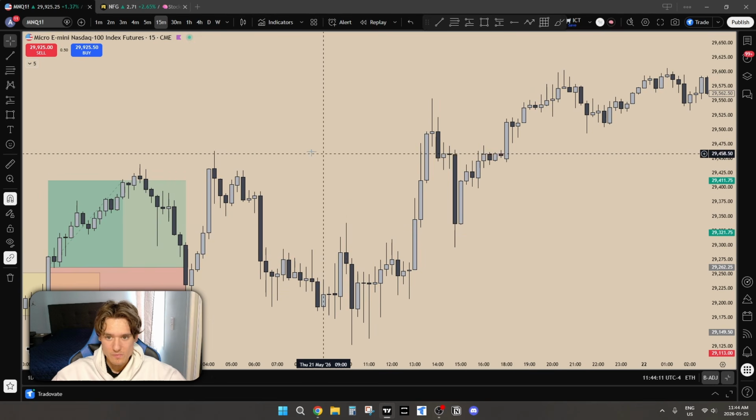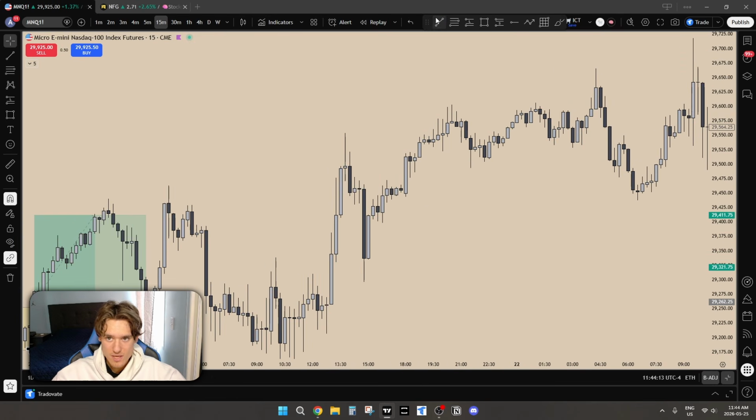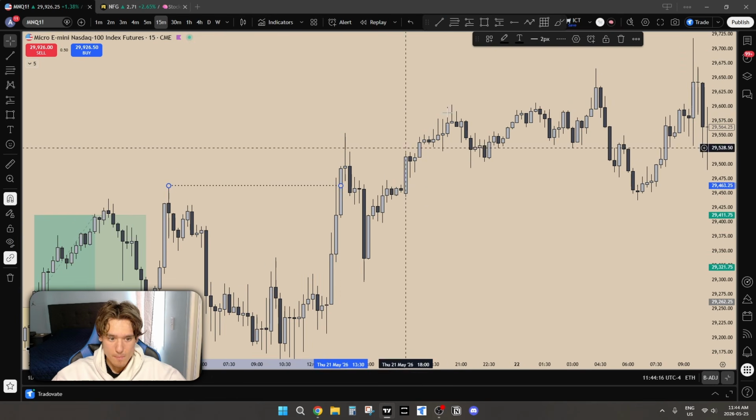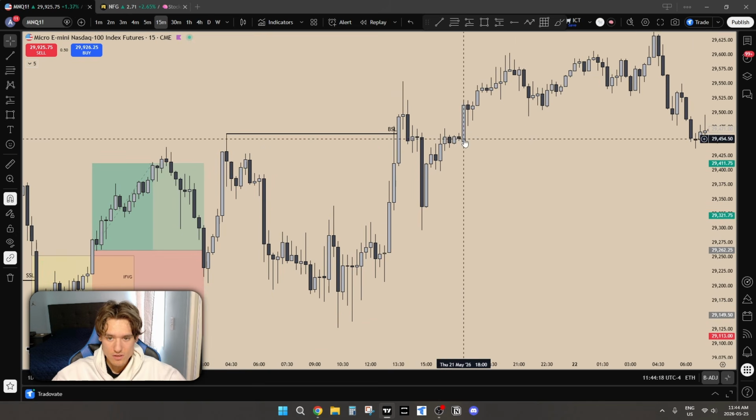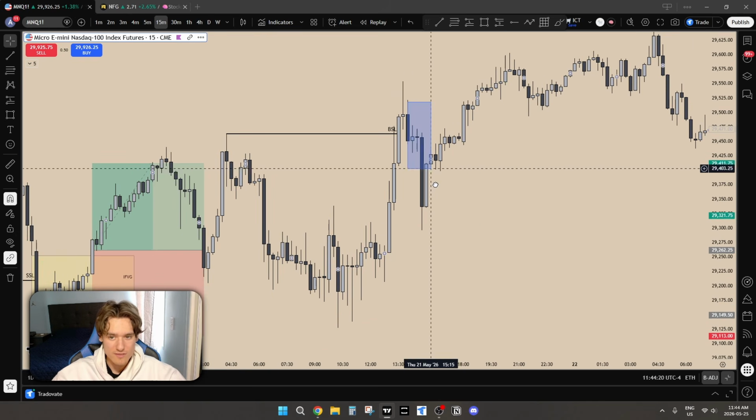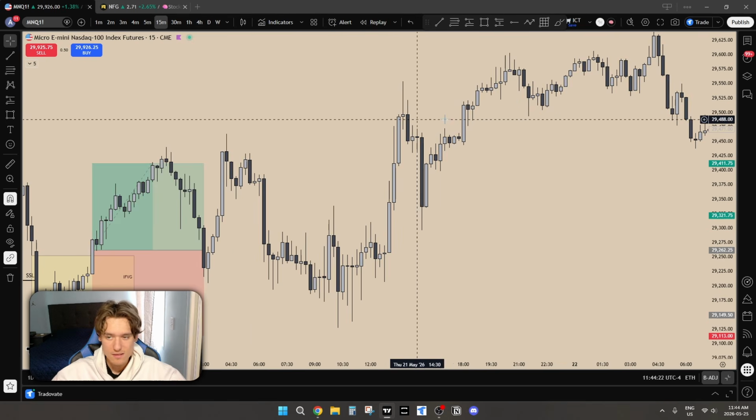Now let's look for another one. Now, yes, this is a valid buy side liquidity, but since we're in an uptrend, why would we want to be shorting? Obviously, it's not going to work. And as you can see, it didn't.